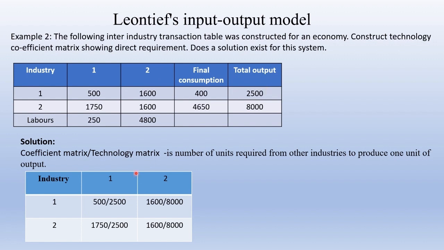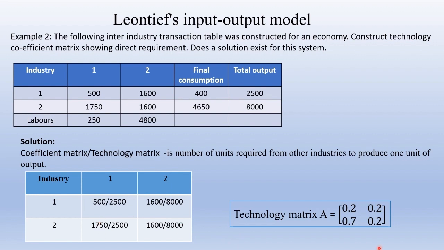Similarly, column 2 elements are divided by total output of row 2. 1600 is divided by 8000. This 1600 is divided by 8000 and we get this technology coefficient. These are values per unit. This is represented in matrix form.